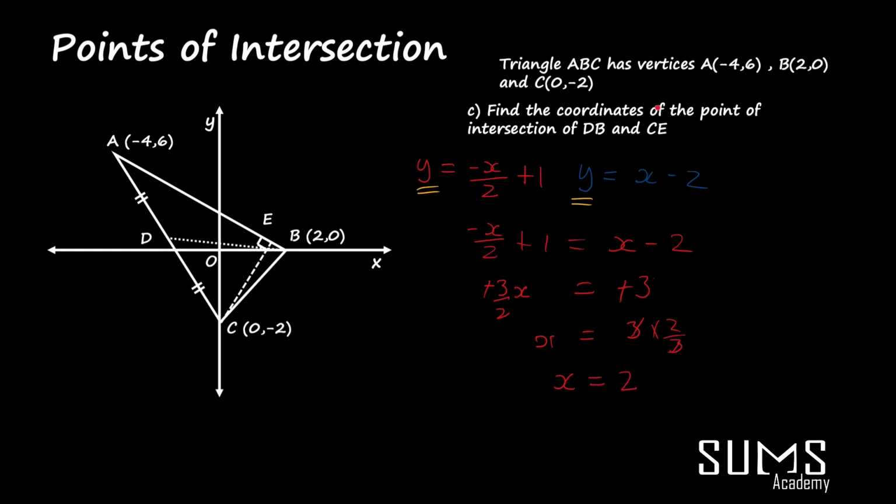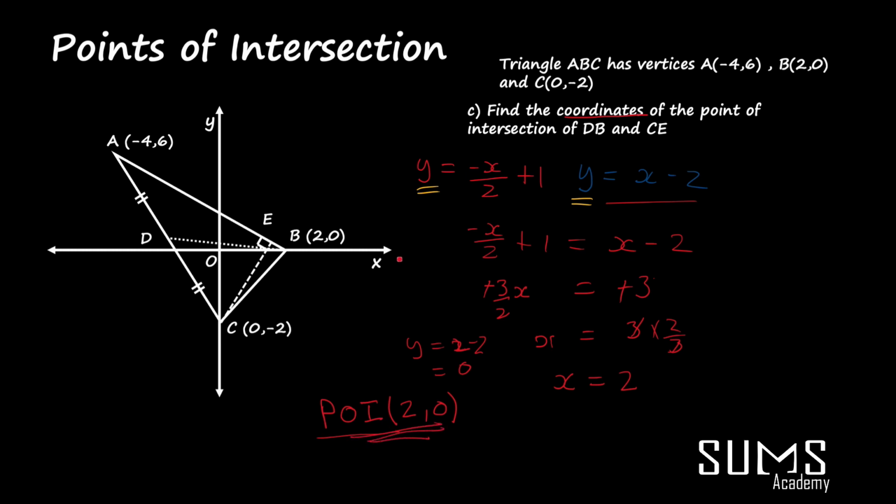And because we were asked for the coordinates, we need to sub this x value back into the y equation to get our final point. We'll sub it back into this one because it's nice and easy. So y equals 2 minus 2, so it's equal to 0. So our point of intersection is (2, 0).